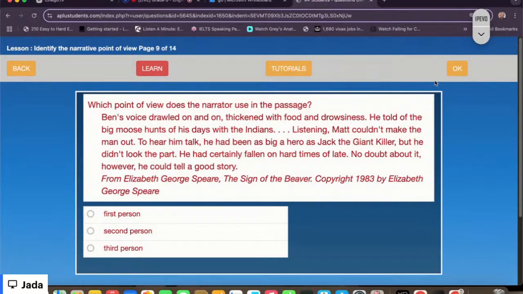So Ben's voice drawled on and off, thickened with food and drowsiness. He told of the big moose hunt of his days with the Indians. Listening, Matt couldn't make the man out. To hear him talk, he had been as big a hero as Jack the Giant Killer, but he didn't look the part. He had certainly fallen on hard times of late, no doubt about it. However, he could tell a good story. First or second?